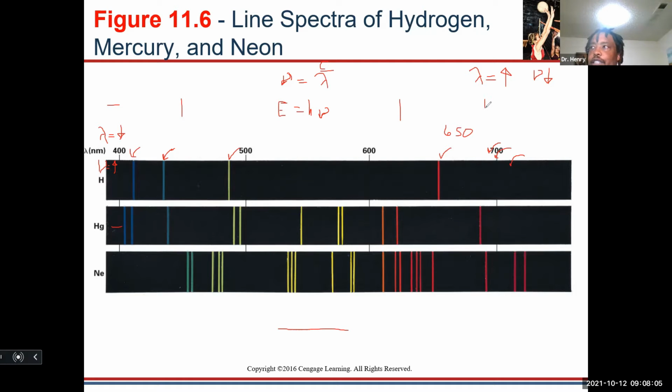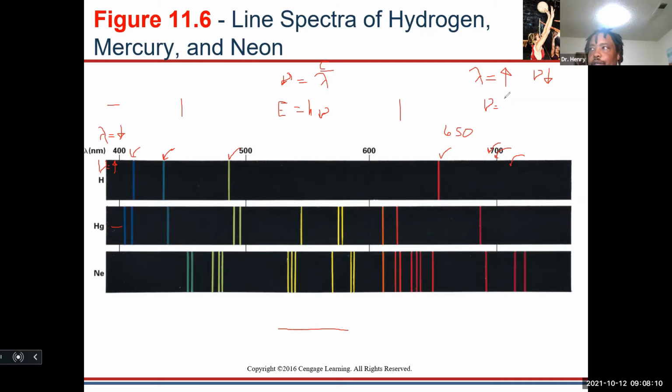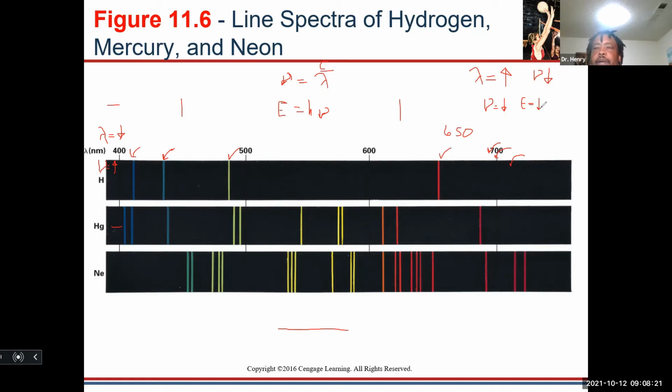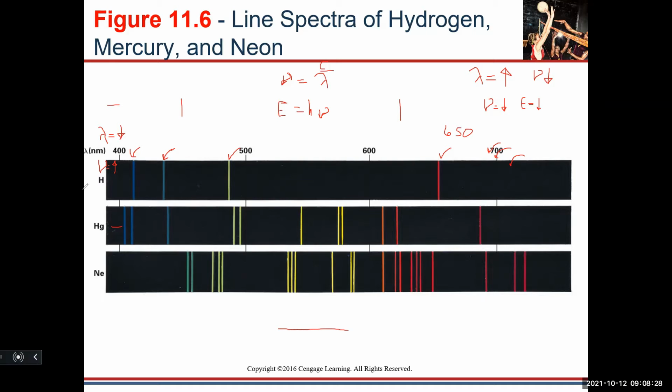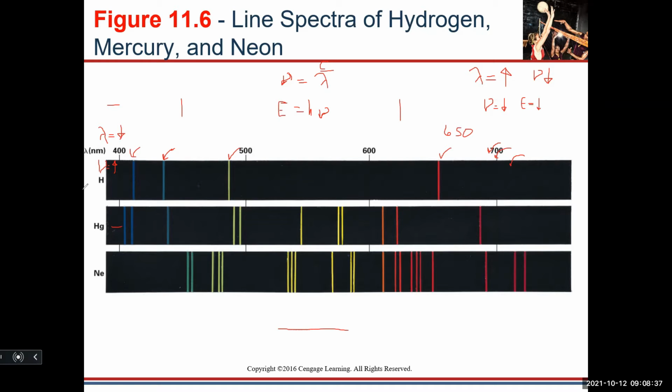Because we know that energy and frequency go together, as frequency decreases, energy is going to do what? Decrease. It's also going to decrease. So we'd expect that energy to be less for the 600 than for the 400, right? You guys are with me? Okay.